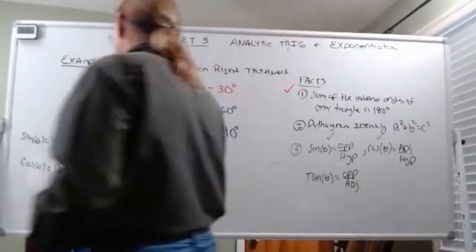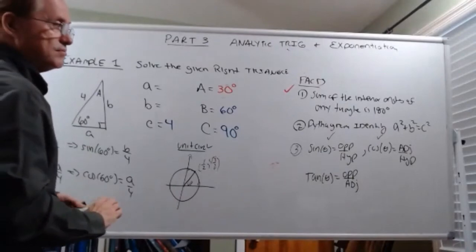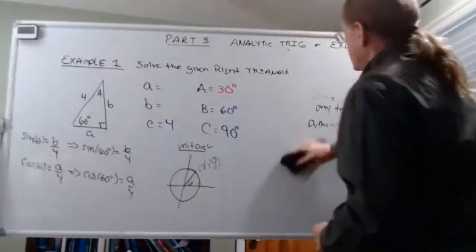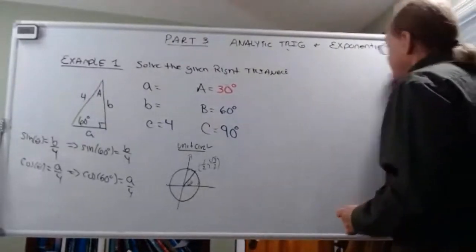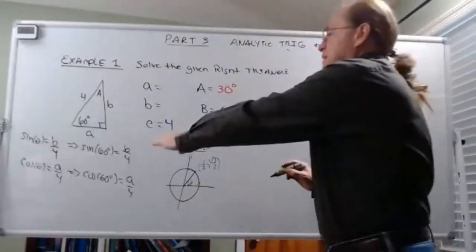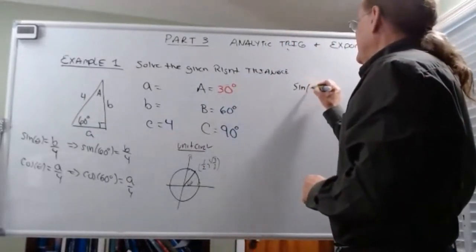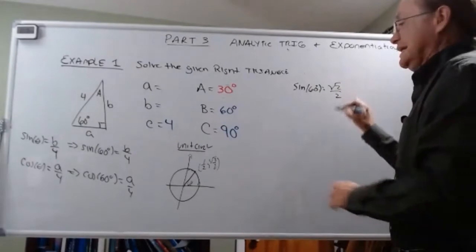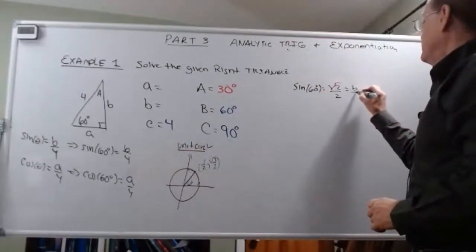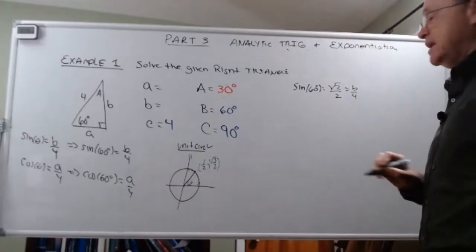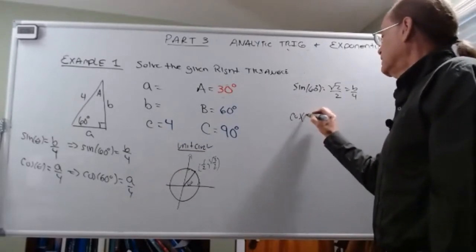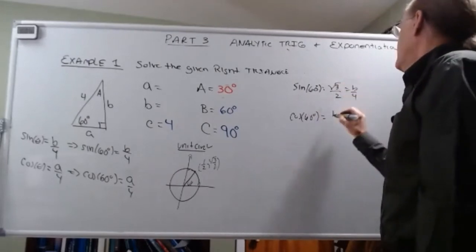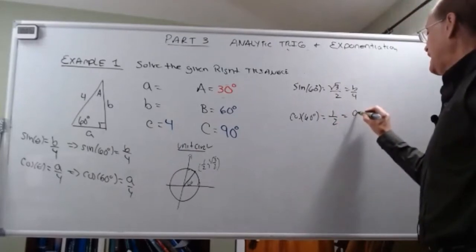So I can continue working this. I'll get rid of that and do it over here. We can always revisit that if we need it, and we will very shortly. So what do we have? I have the sine of 60 degrees, which is the square root of 3 over 2, equal to B over 4. And I also have the cosine of 60 degrees, which is 1/2, and that's equal to A over 4.